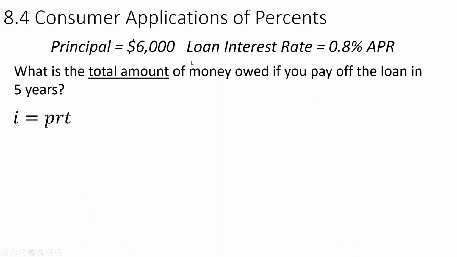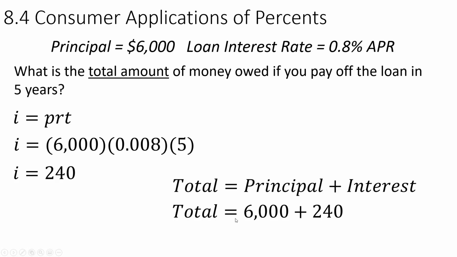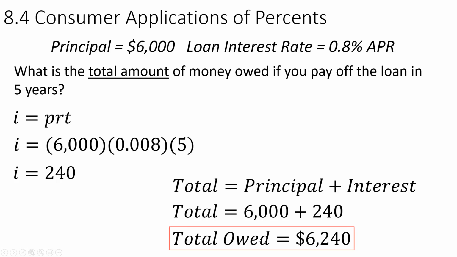So principal, loan interest, and it's being paid off in 5 years. What's the total amount of money owed if you pay the loan in 5 years? So $6,000 loan, 0.8% APR, and then 5 years. Principal times rate times time. You work it out, you get 240. So you have to pay $240 in interest. Now they're asking for the total amount you owe back, so you need to add that back to the $6,000 that you borrowed. So not only do you pay the $6,000, you have to pay that $240 as well. That's how banks make their money.